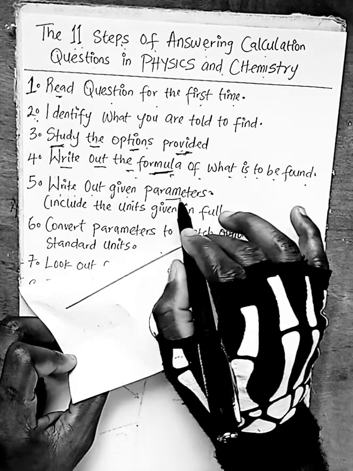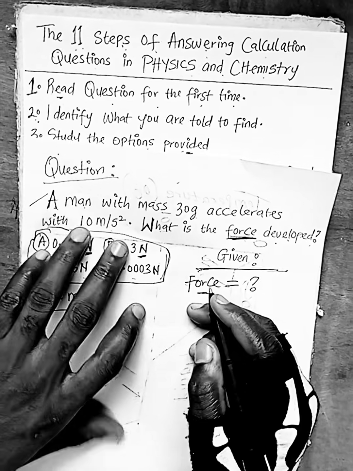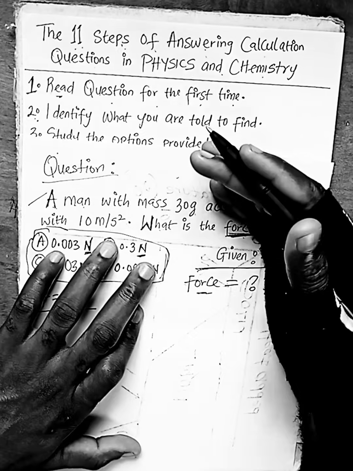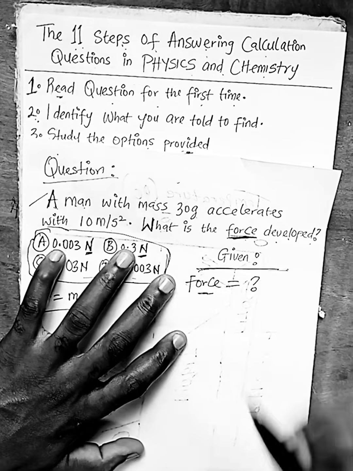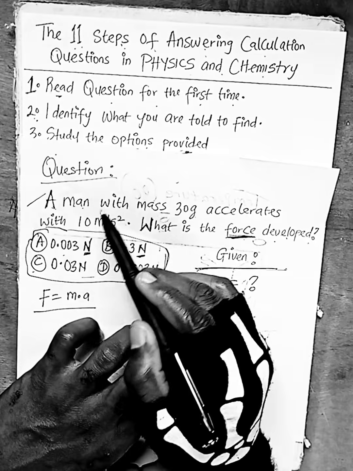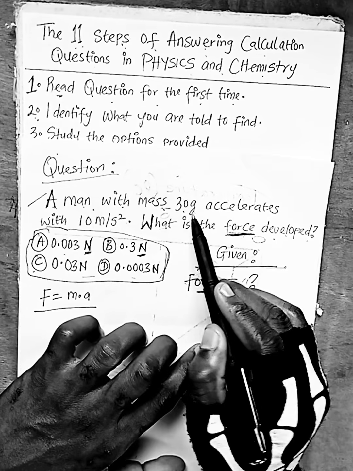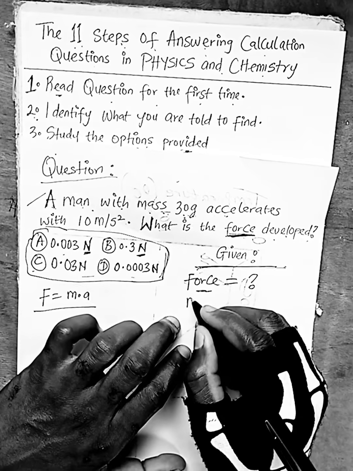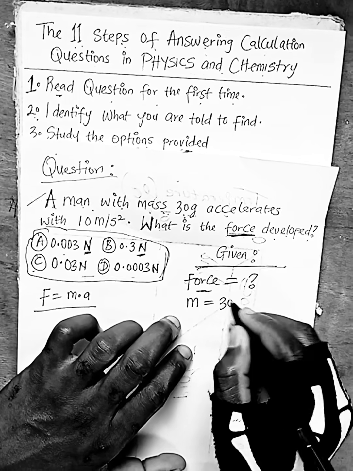All the parameters given to you, write them out. We go straight to writing out the given parameters. So this takes us to reading the question the second time. This time we are reading it slower to write out all the details in the question. Now we are looking out for details in the question, so we are going to read again slower. A man with mass 30 grams accelerates. Mass 30 grams. So this is our mass, that's mass M is equal to 30 grams.